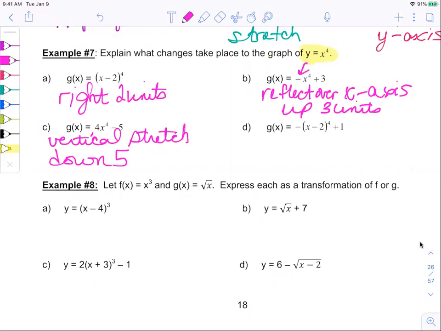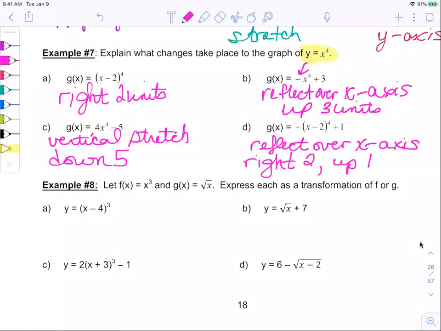And then Jack, how about letter D? A reflection over the x-axis, right 2 and up 1. Nice job. It's moving right because inside with x, it says x minus, that's part of the equation, and then there's a 2. And then outside, it's going up 1. Does anyone have questions with those 4 problems?